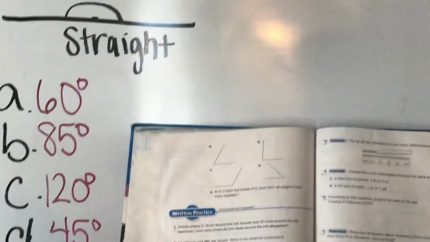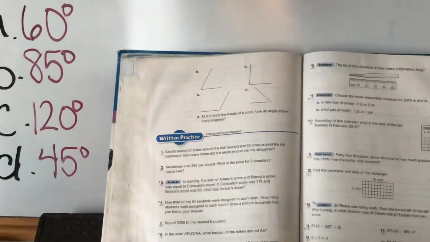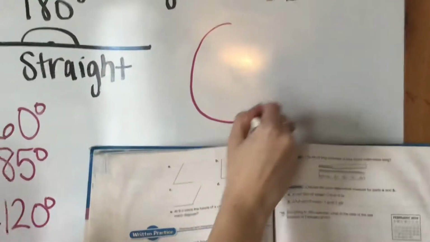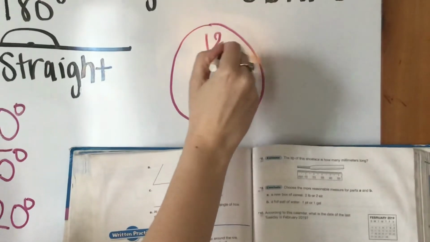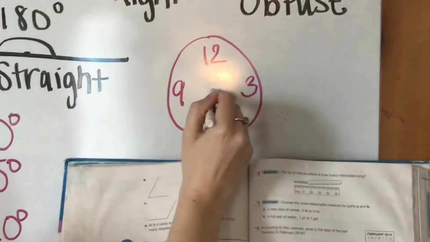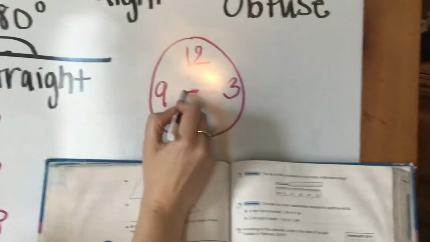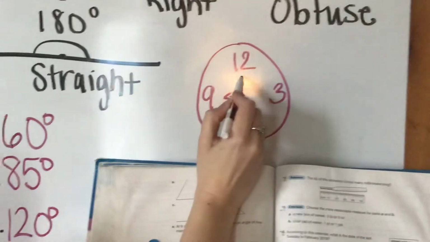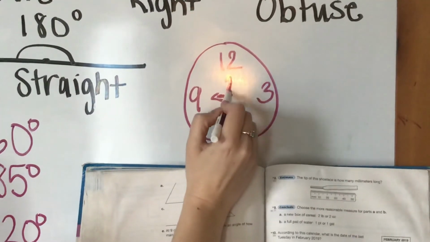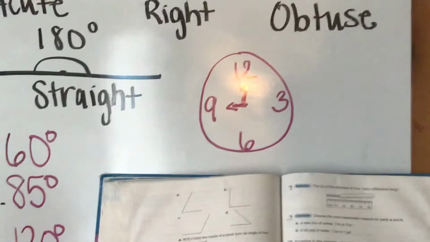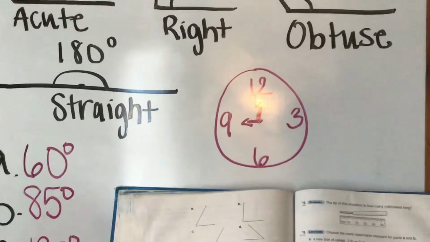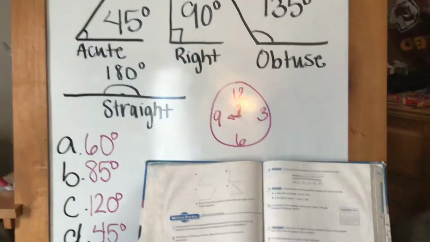Question E says, at 9 o'clock, the hands of the clock form an angle of how many degrees? So if I have my clock, there's 12, 6, 3, 9. If it's 9 o'clock, then I have my hour hand pointing here and my minute hand pointing up. What type of angle is that making? Right. A right angle. Okay, so that's how to measure angles, different angle measurements.